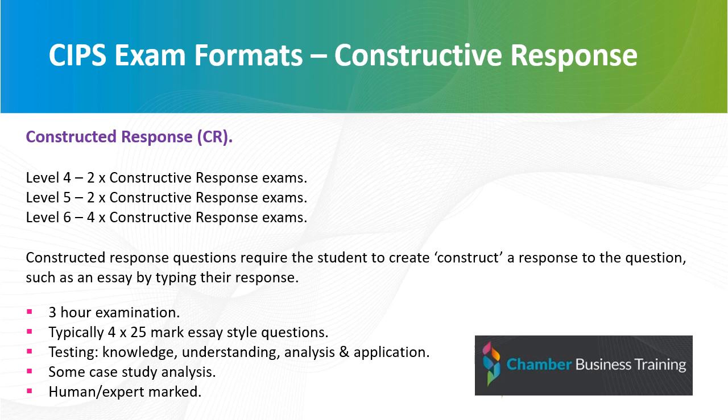The results are also graded, so 50 to 59% is a pass, 60% to 74% is a merit, and 75% and above is a distinction, and it usually takes around 8 weeks to receive your results.